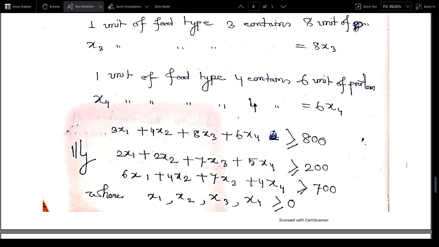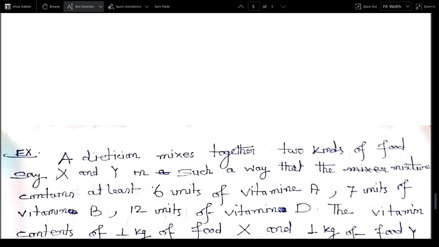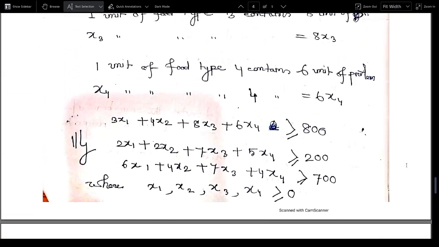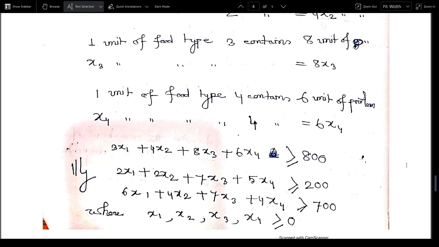So similarly here protein, minimum will be 800. Some of these 4 proteins should be greater than or equal to 800. So this is for the protein. Similarly for fats, this one will be 2x1 plus 2x2 plus 7x3 plus 5x4 greater than or equal to 200. And for carbohydrate also 6x1 plus 4x2 plus 7x3 plus 4x4 greater than or equal to 700. And x1, x2, x3, x4 greater than or equal to 0.